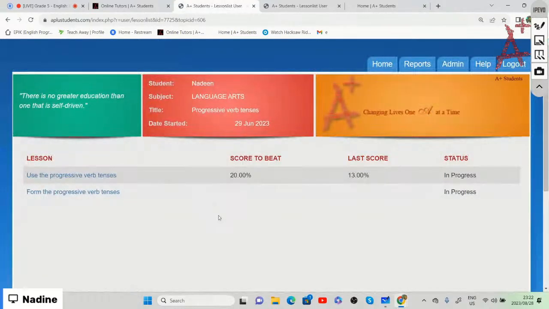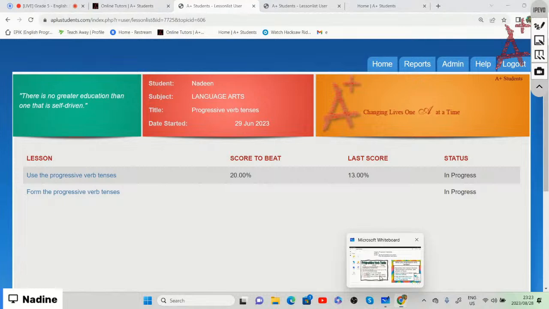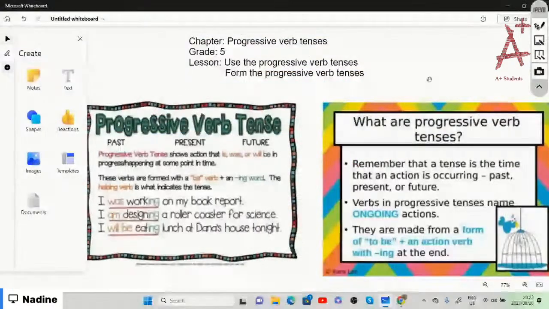Okay, so that is the use of the progressive verb tenses. Now we are going to form the progressive verb tenses. And before we form them, let us quickly go over to our whiteboard. So once again, a progressive verb tense. Remember that tense is the time that the action is occurring.